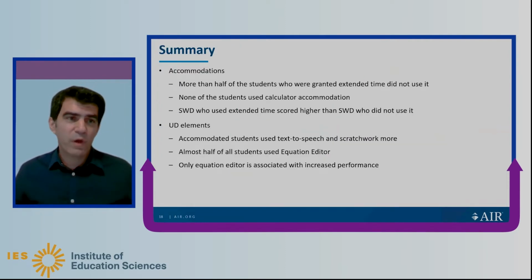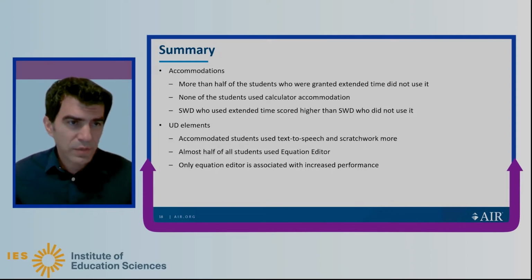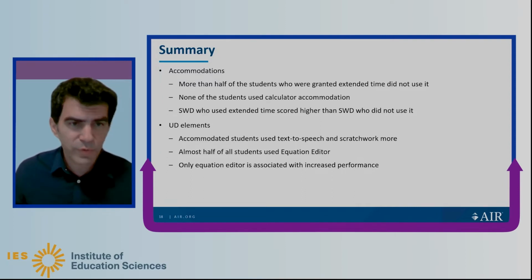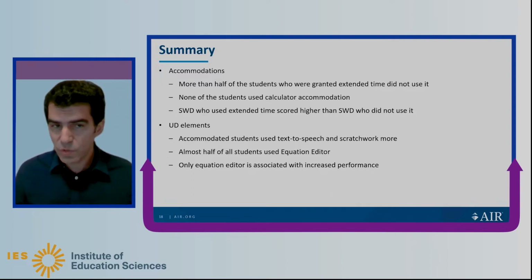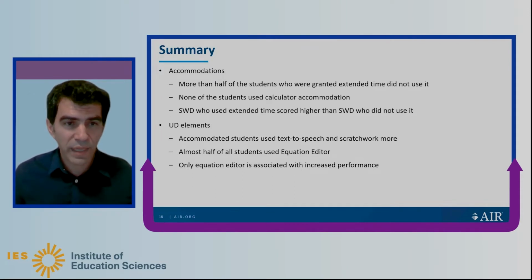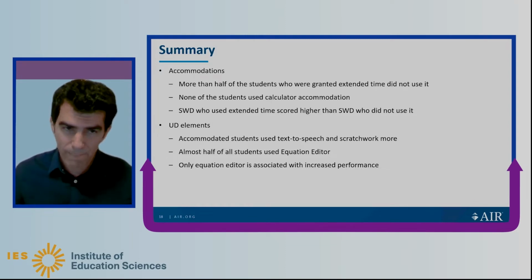Let's try to recap what we find here. In terms of accommodations, what we find was that more than half of the students who were granted extended time did not actually use it. And in our case, especially in this block of data that we have, none of the students who were granted calculator as an accommodation used it. And in terms of performance, what we find was that all students, and especially students with disabilities, who used extended time scored higher than those who did not use it.